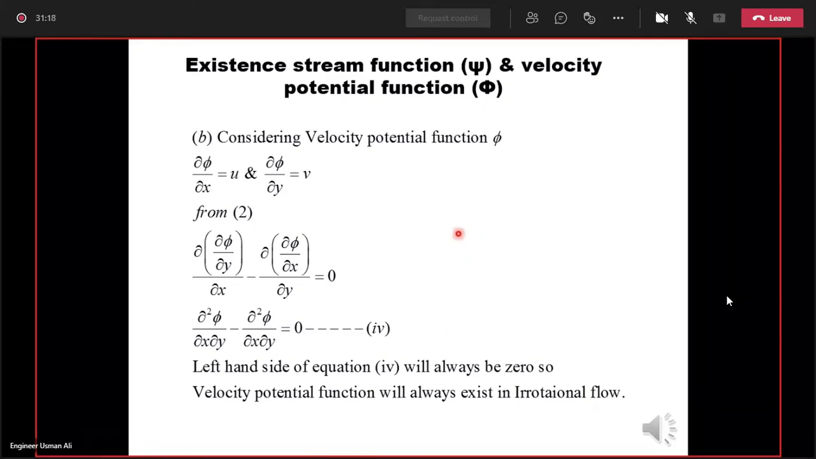Number one, that streamlines and equipotential lines intersect each other normally because their slopes are opposite. And then we have proved that in case of continuous flow, the stream function will definitely exist. And also in case of irrotational flow, the velocity potential function will definitely exist. So this is what we have covered up till now about the streamlines, equipotential lines, stream function and equipotential function. So let us take this information to solve some numericals relating to it.